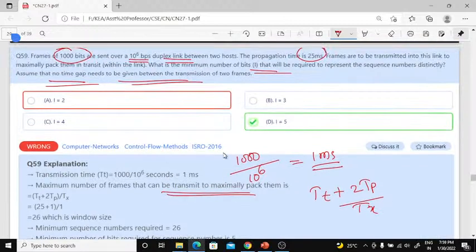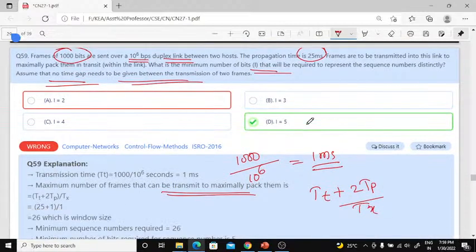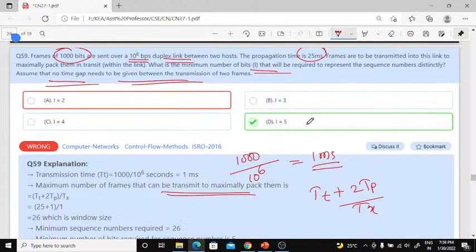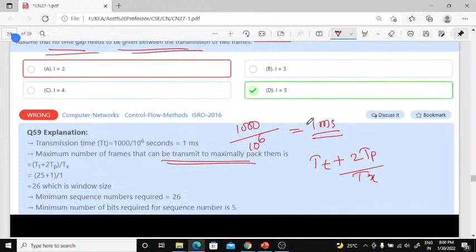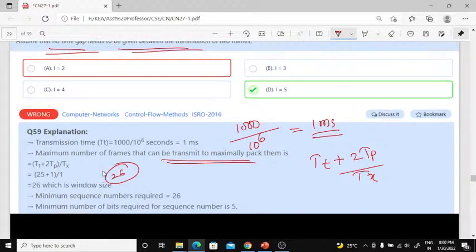The propagation time is 25 milliseconds, so to maximally pack the link, 25 plus 1, 26 is the window size. Minimum sequence numbers required is 26. Minimum number of bits required in the sequence number is 5.